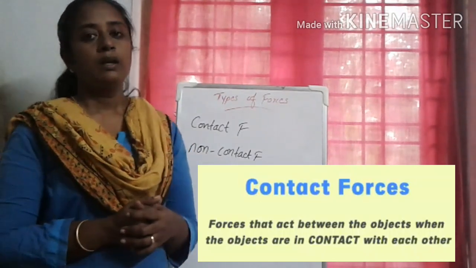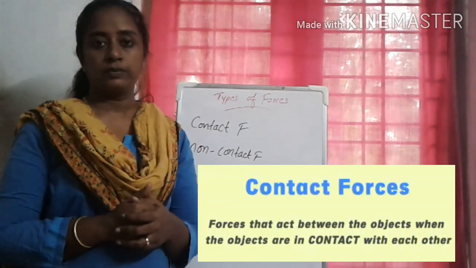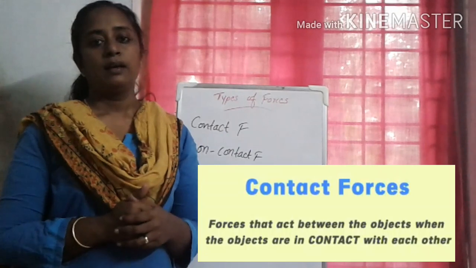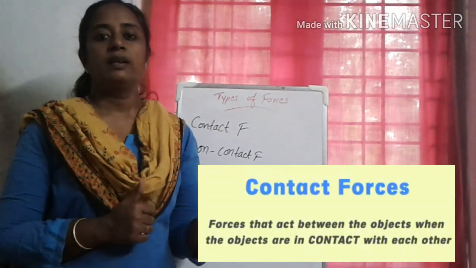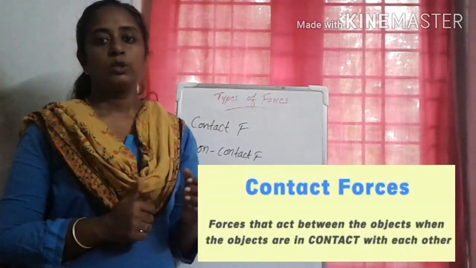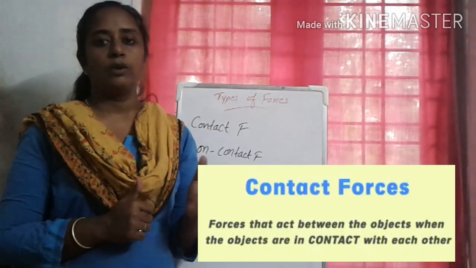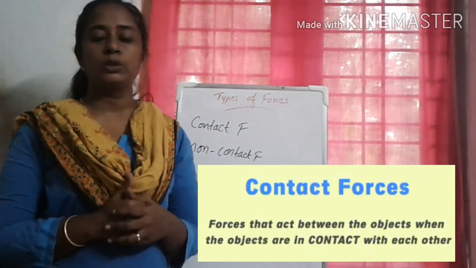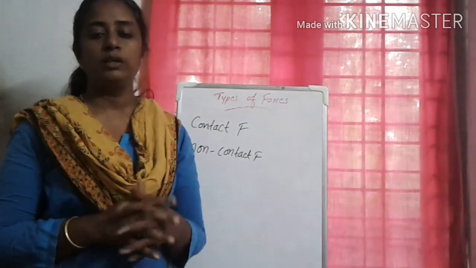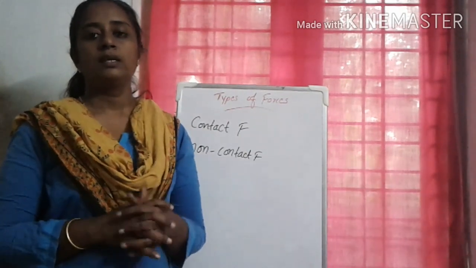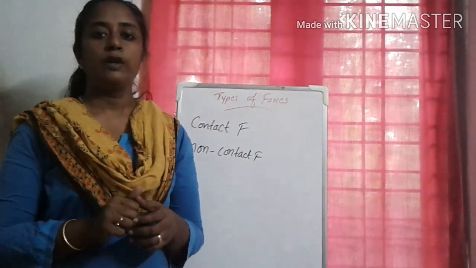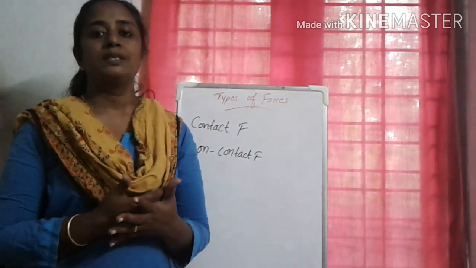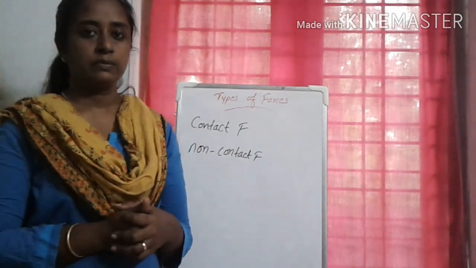For example, if you want to take a glass of water, you have to touch the glass. Without touching the glass, you cannot lift it. So there should be contact between two objects, your hand and the glass. If you want to take a book, a school bag, or push a table, in all these cases, we have to apply force on another object. That means there should be two objects in contact with each other.